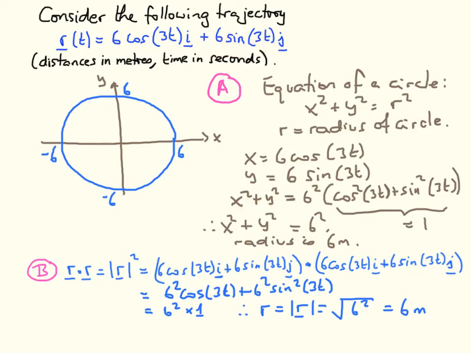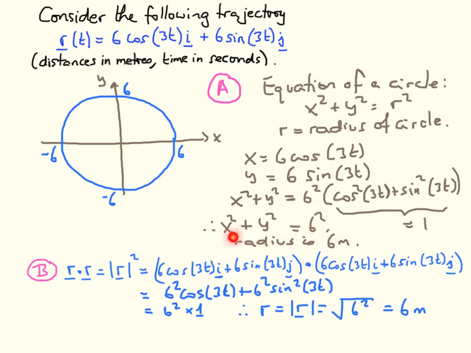So x squared plus y squared, they've both got a factor of 6, so we're going to get 6 squared from x squared and 6 squared from y squared times cos squared of 3t plus sin squared of 3t. And then we just recall that the cosine of an angle squared plus the sine of the same angle squared always adds to 1. So that's a very useful identity. So this is 1, and we see that x squared plus y squared is 6 squared.